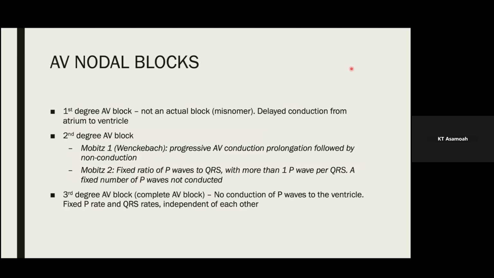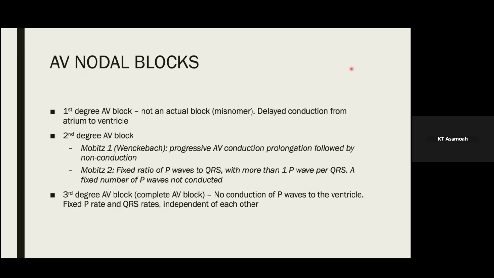Then, to the AV nodal blocks, we have the 3 degrees, which we all know about: first, second, and third. First degree is actually not a block, so some will say it's a misnomer. Basically, there's just a delay in the conduction, so the PR interval is prolonged. In second degree, there are 2 types: Mobitz 1, Mobitz 2. Mobitz 1 is also called the Wenckebach, where you have a progressive prolongation of the PR interval. And then eventually there's a drop, and then the cycle starts again.